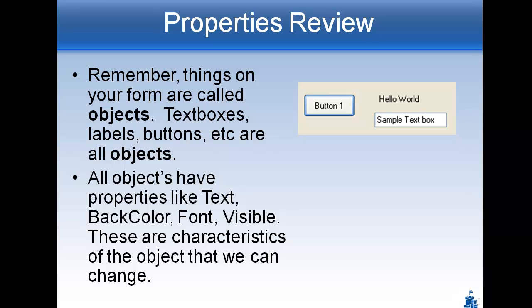And these properties are the characteristics of the object that we can change, like its colors and things like that. So we have objects, the things in the form, and then we have its characteristics, which are called its properties. So for example, we have four labels right here. They all say Hello World, but each of the labels has different properties. One of them has a light blue background color. One of them has red text and a gray background color. One of them has a bigger font size, right? So they're all the same label, but they have different properties, which change the way things look. It changes the characteristics of the object.